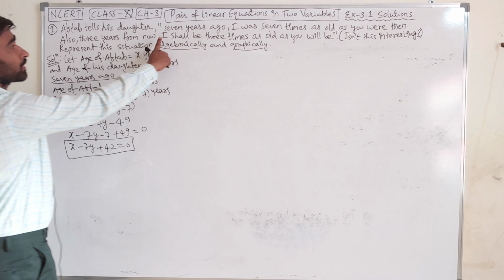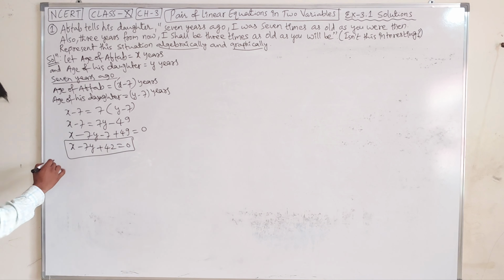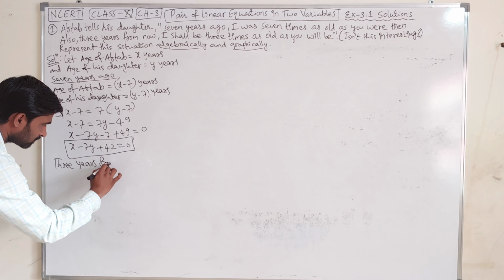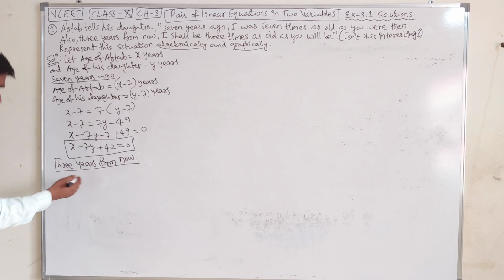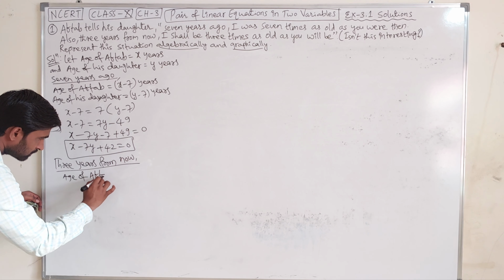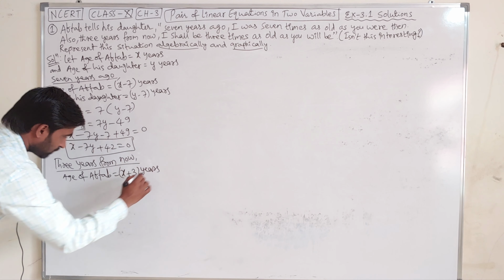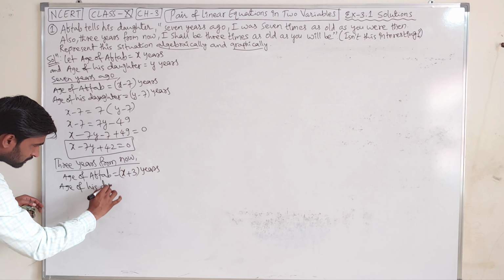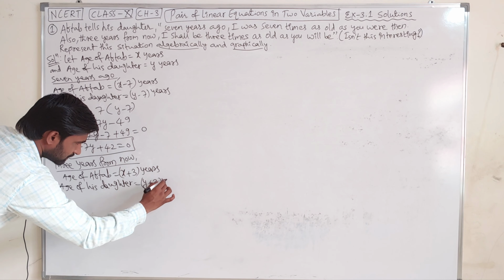Next, 3 years from now, 3 साल बाद. So आफ्ताब का age क्या होगा? Age of Aftab will be x plus 3 years, and similarly age of his daughter will be y plus 3 years.